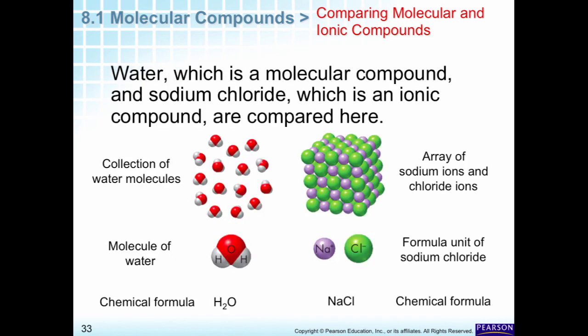So let's look at this. Here's a collection of water molecules. There's one unit or a molecule of water. It looks just like the collection of water molecules. There's no matrix that the water is in. Sodium chloride, on the other hand, comes in the array or matrix of the crystal. We break it down into the simple ratio of 1 to 1 because that's how many we have, and then we make the formula.